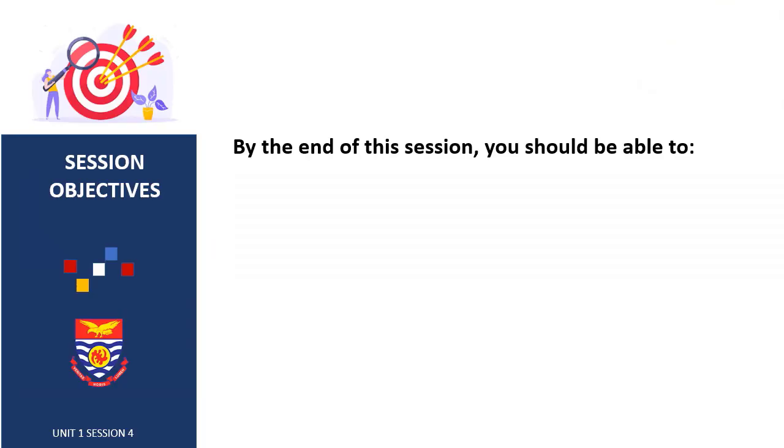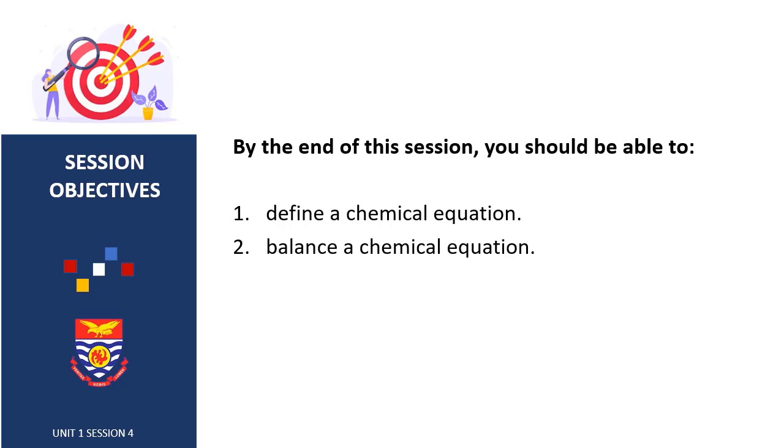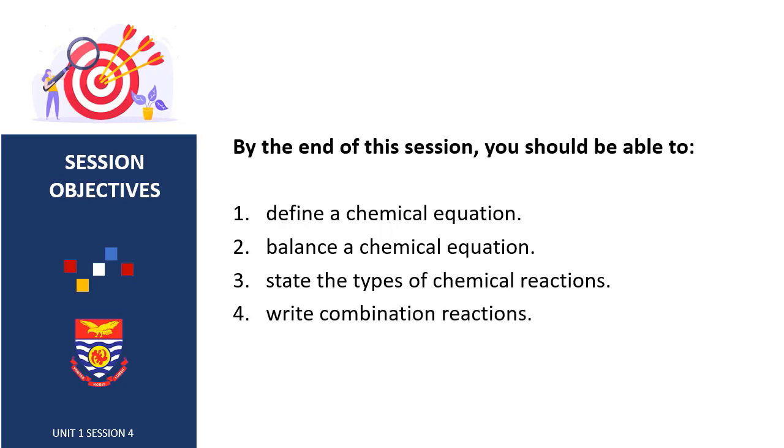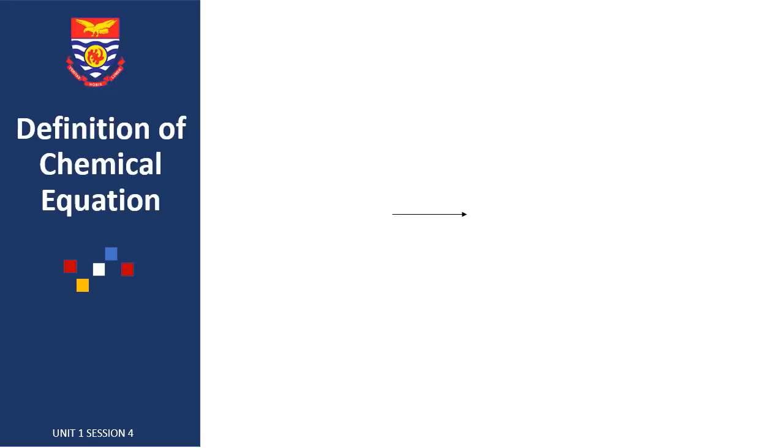Alright, so let's look at the objectives for this session. By the end of the session, you should be able to: one, define a chemical equation; two, balance a chemical equation; three, state the types of chemical reactions; and finally, write combination reactions. So let's start with our first objective, that is the definition of a chemical equation.